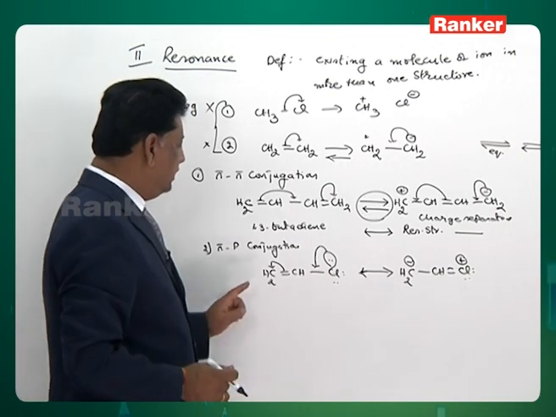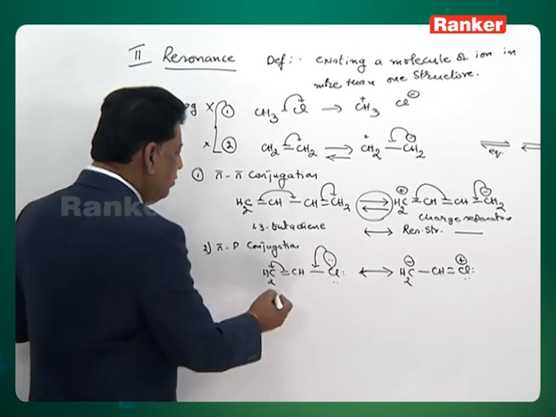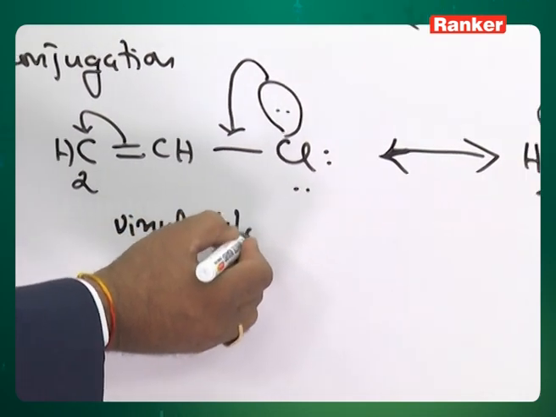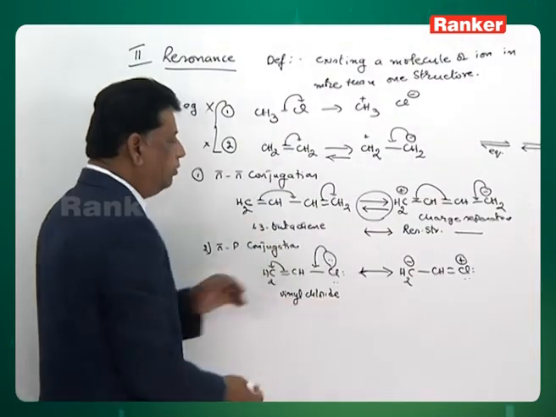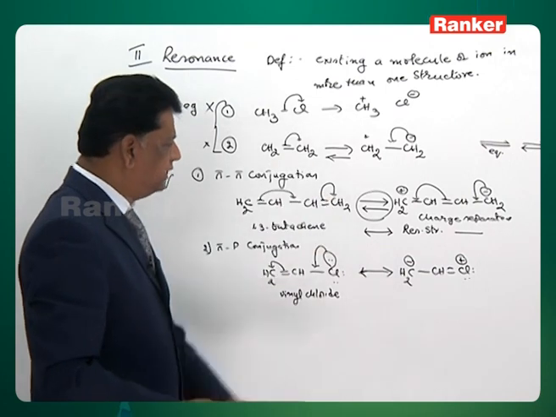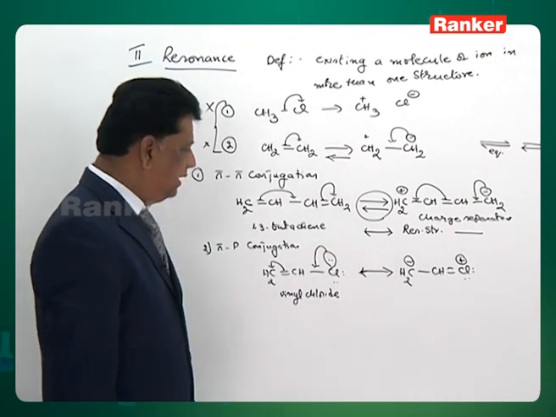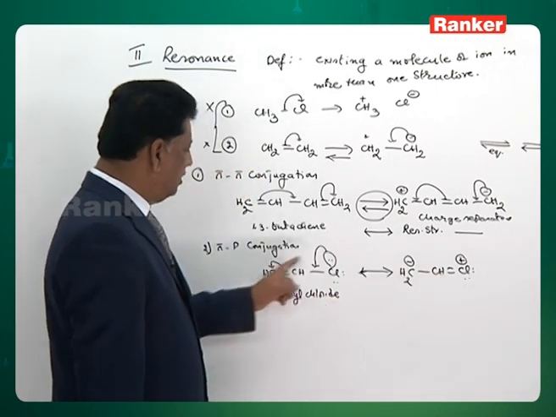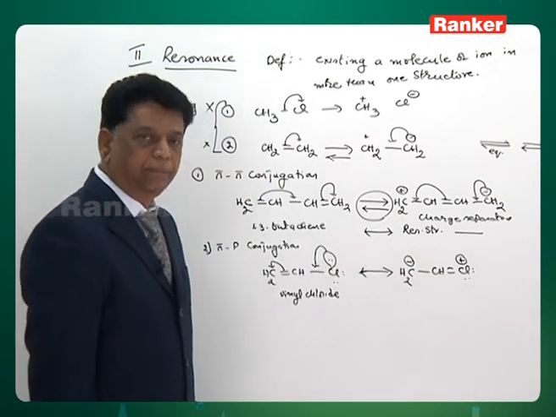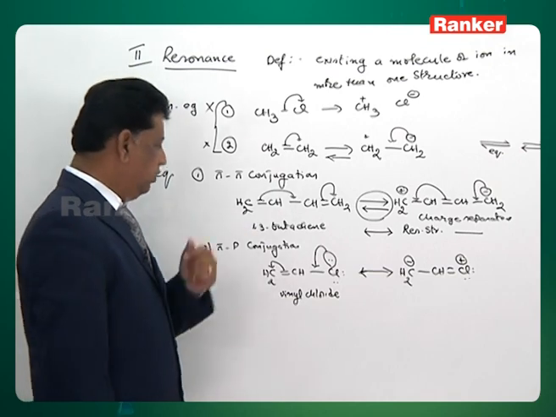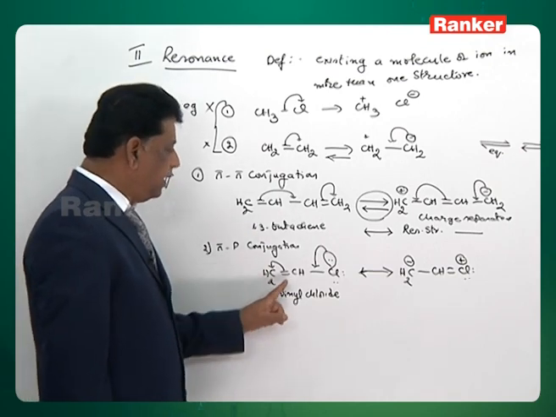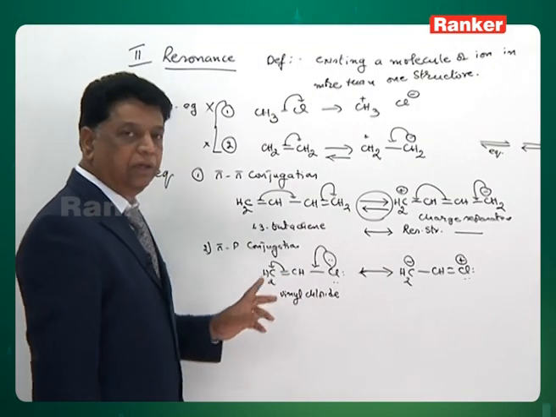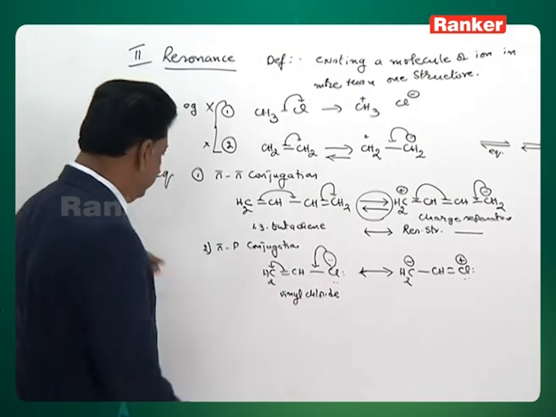Now this compound is chloroethene, or we have a common name called vinyl chloride. Vinyl chloride. So how do you call the other compound? That is also once again vinyl chloride only. As I said, you cannot give a new name. At the most, you can say it is the charge separated form of vinyl chloride. The condition here is a pi bond and a lone pair. One of the lone pairs is in conjugation. So under this condition, the requirement is fulfilled.